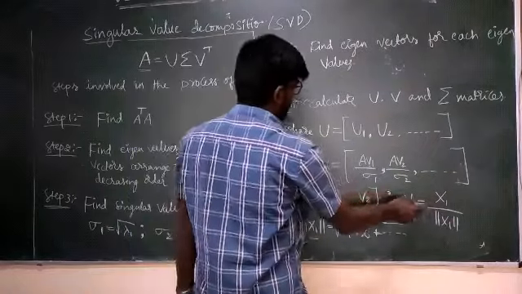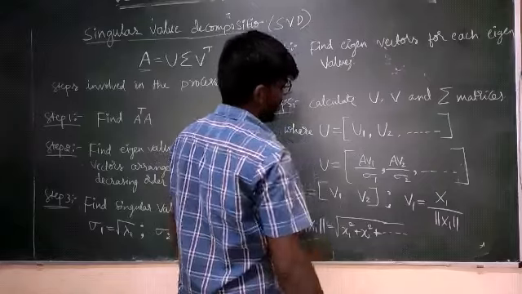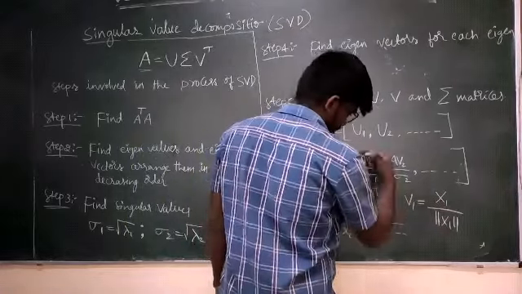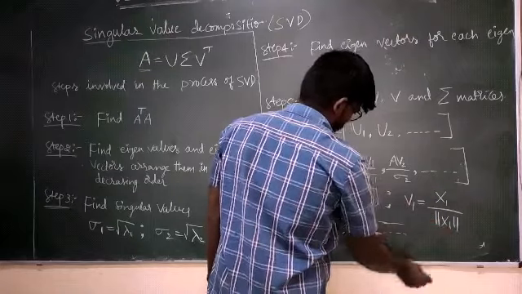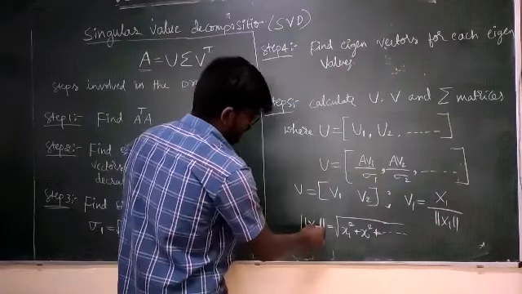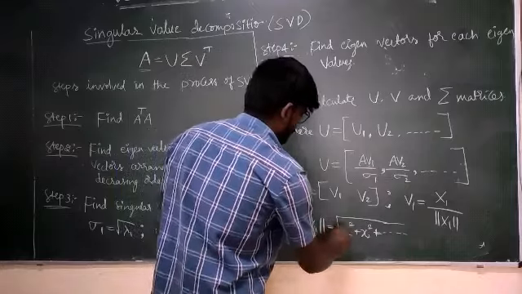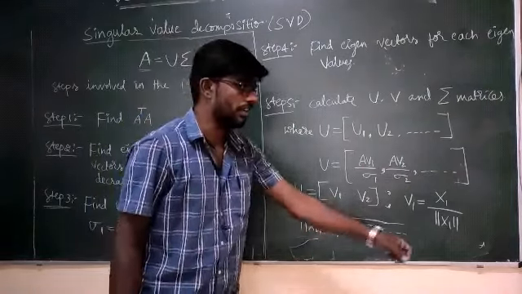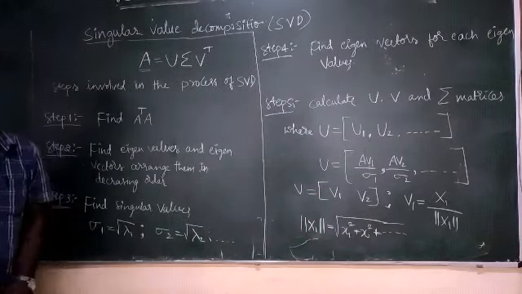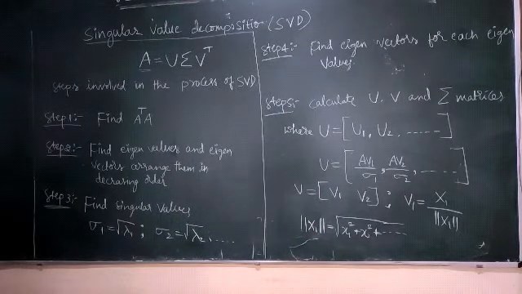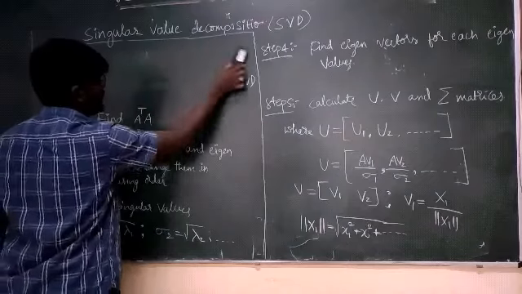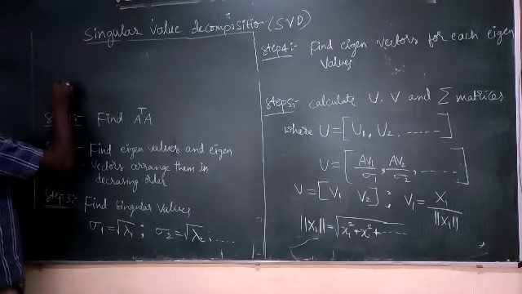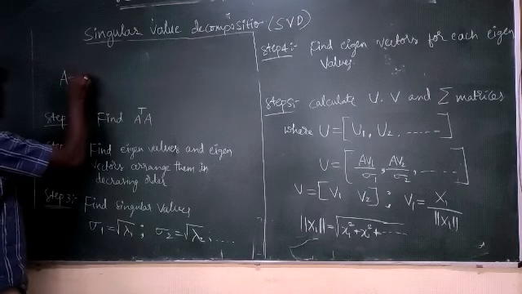Here x1 is the eigenvector corresponding to the first eigenvalue lambda, and the norm of x1 is the square root of x1 squared plus x2 squared plus so on. In the last step, we verify whether this is equal or not.